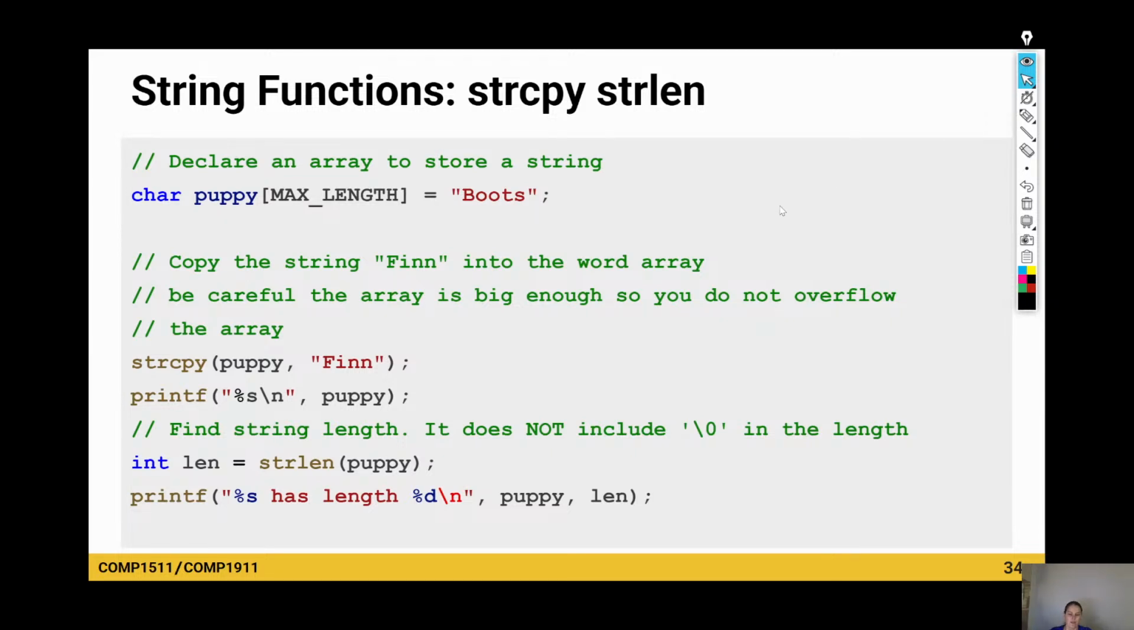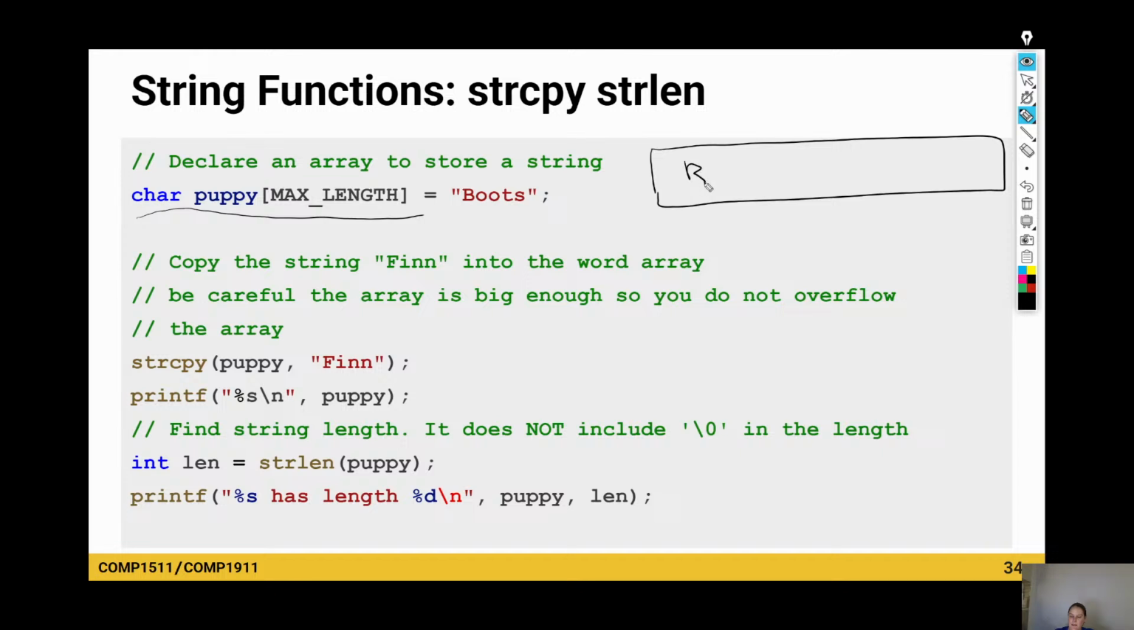Okay, so string copy and string length. So I've got this variable here. It's a string. I've given it some max length. It doesn't matter what it is. Let's just assume it's big enough to store this. And right now I've got an array of some max length with this in it.